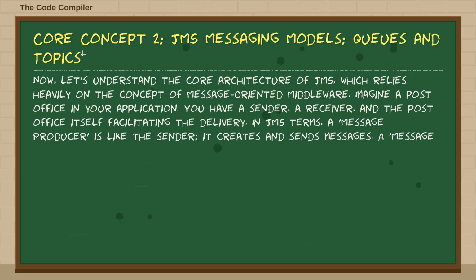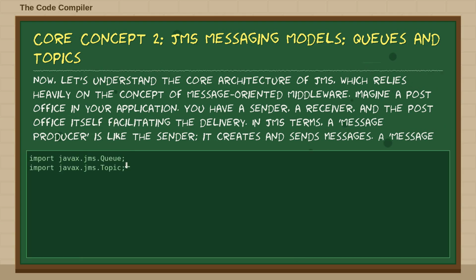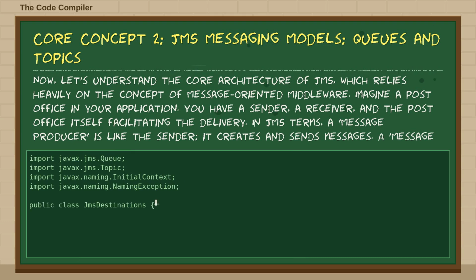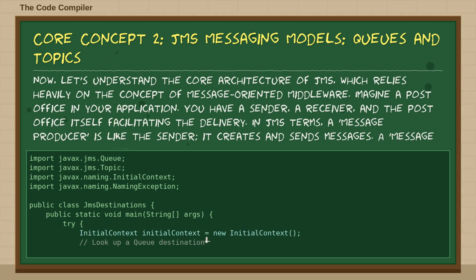We will see how to obtain a connection factory, which is our starting point to connect to the JMS provider. This factory creates connections, which in turn create sessions, allowing us to interact with destinations. It's a structured way to ensure smooth message flow.